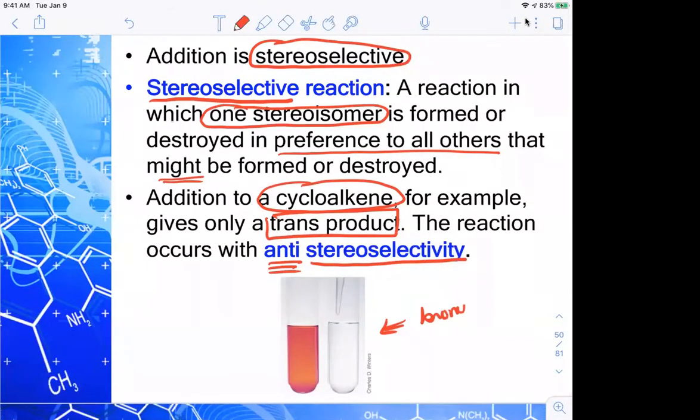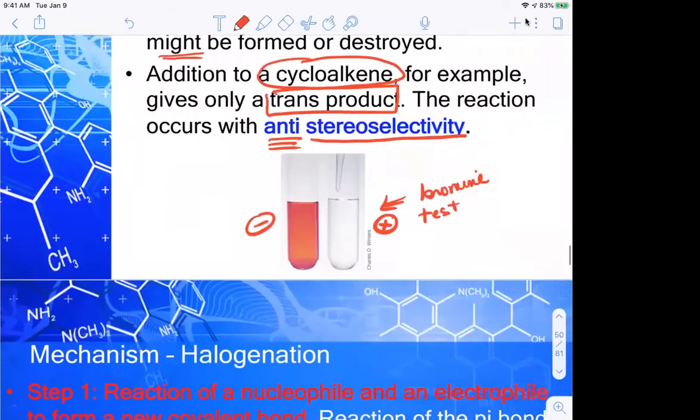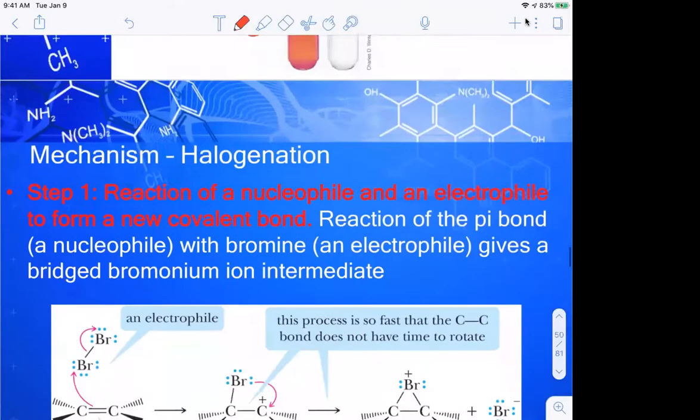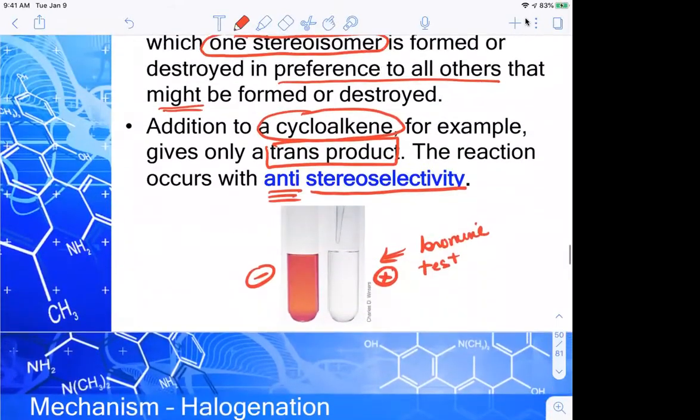Oh, this is an interesting little thing. This is the bromine test. So this would be a negative result, and this would be a positive result. I should probably pay attention to my slides next time and fix some of these goofy little errors that I make. What that means, I didn't write it on the next slide.